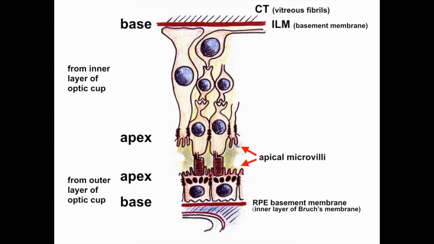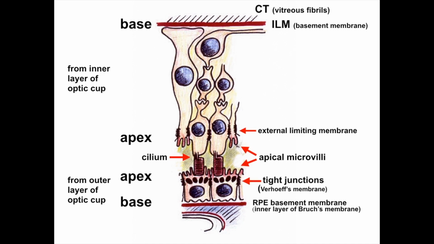Microvilli are present on the apical surface of the RPE cells and also project from the apical surfaces of the retina's Mueller cells. Connecting tubules that resemble cilia join the inner and outer segments of the photoreceptors. Intercellular connections join adjacent Mueller cells and photoreceptors near their apices, forming the external limiting membrane. The RPE cells are joined near their apices by a series of tight junctions, or zonulae occludentes, called Virchow's membrane. These tight junctions form the outer part of the blood-retinal barrier.